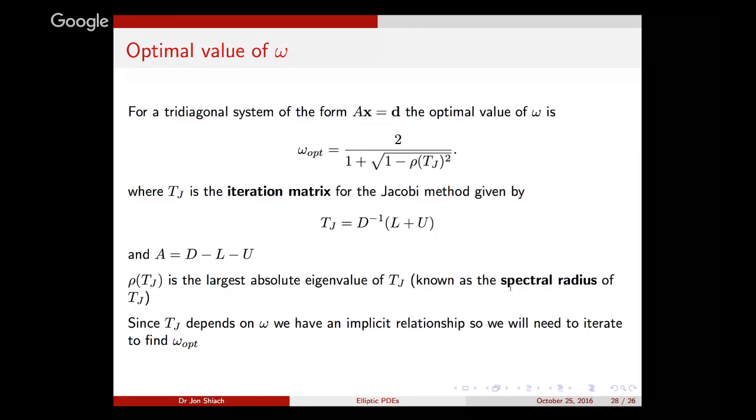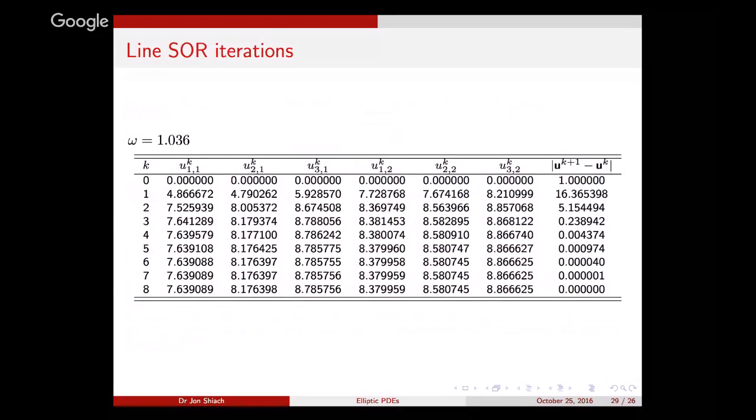Okay, to complicate things slightly, TJ depends upon omega. So you set an omega, calculate TJ, and then you get the optimum omega. But then that's changed TJ. Then you have to do it again. So again, we iterate to find the optimum value of omega. And in the example in the notes, it just so happens omega is 1.036.